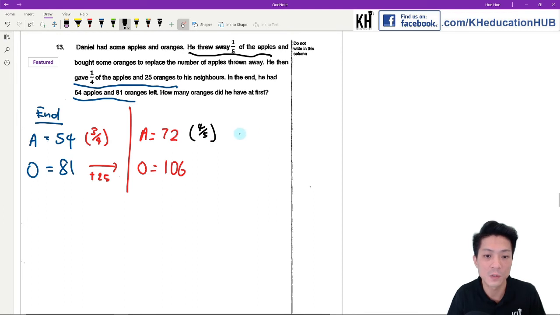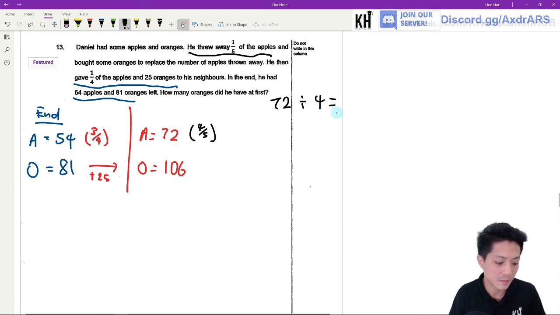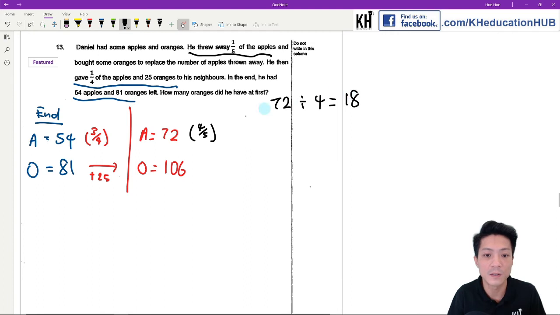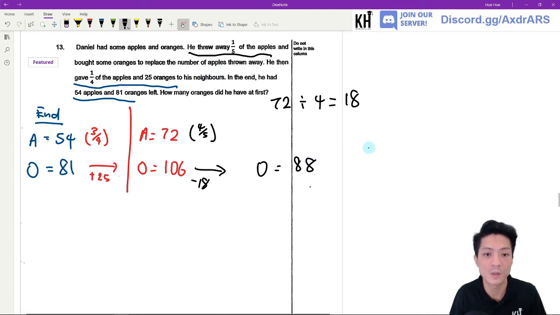4/5, right? Okay, so I want to find what is 1 unit because that is the amount of apples that he threw away. Okay, so 72 divided by 4 will give me 18, right? So which means that he bought 18 oranges to replace the number of apples. So in this case, I will need to minus away 18. Okay, 106 minus away 18 will give me 88 oranges. Okay, so this is the number of oranges he had at first.